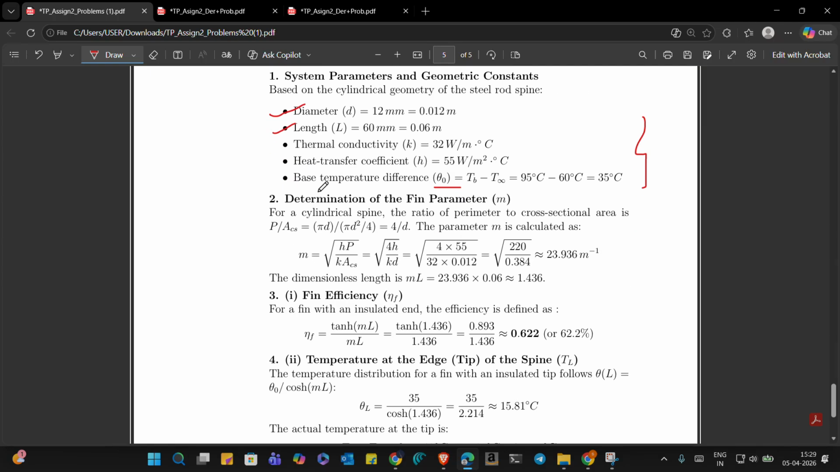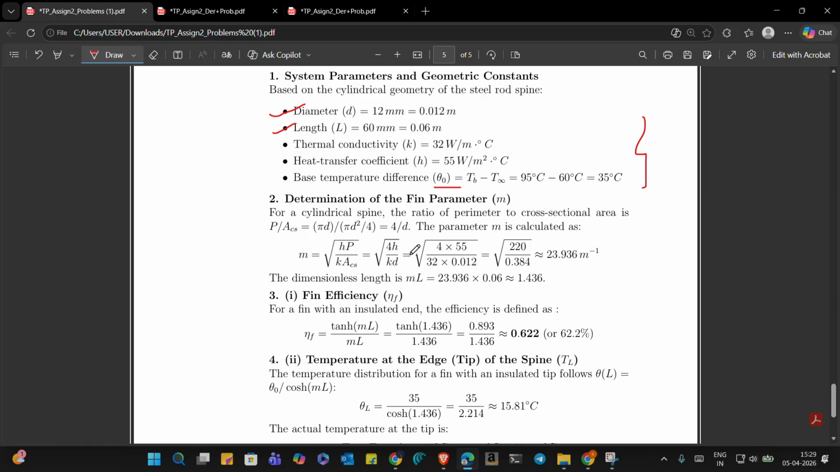So then we are going to find the fin parameter, the most important parameter under consideration. We'll use the standard formula. The standard formula is valid for the case of a cylinder as we have derived for the case of the Cartesian system. It is also valid for our cylindrical system.